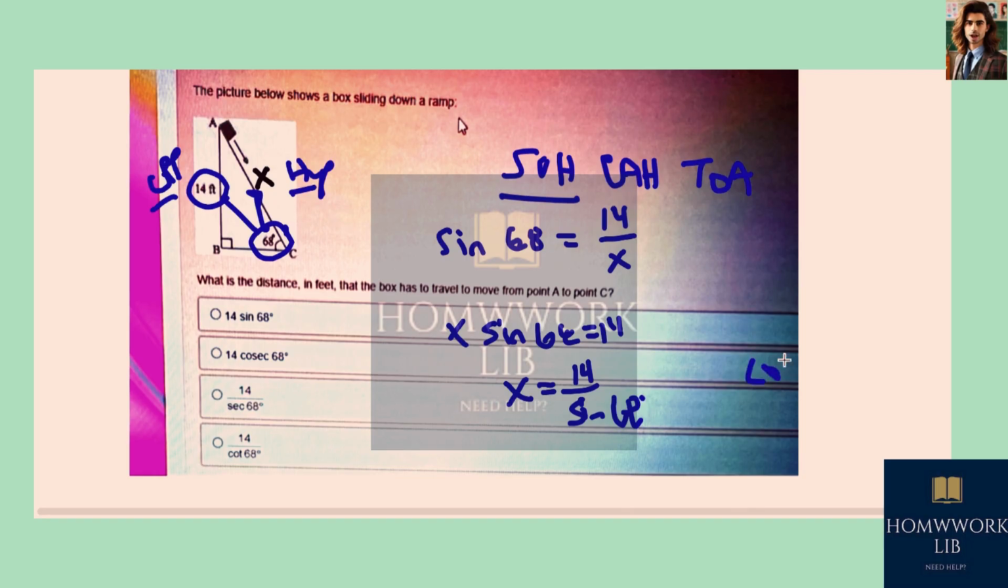But cosecant is equal to 1 over the sine. So this is the same thing as 14 times the cosecant of 68 degrees. So it should be your second choice.